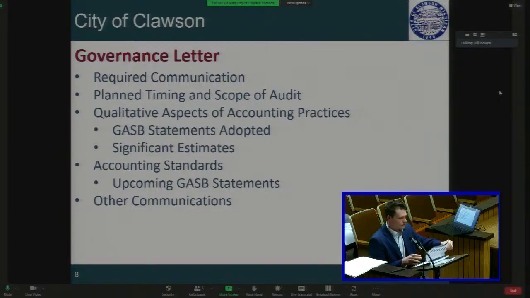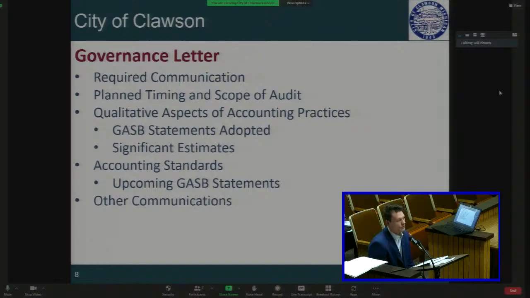Next, I'd like to go over some of the required communications with governments. That was provided in a separate letter. There are some boilerplate items, if you will, in that letter that I encourage you all to read, and I'm not going to cover every piece that is kind of the usual. It also goes over the planned timing and scope of the audit, and a few other things that we always like to point out. So this year, GASB Statement 84, fiduciary activities, was adopted, and that was something I mentioned earlier. Is that this one? Yes, that is it, correct.